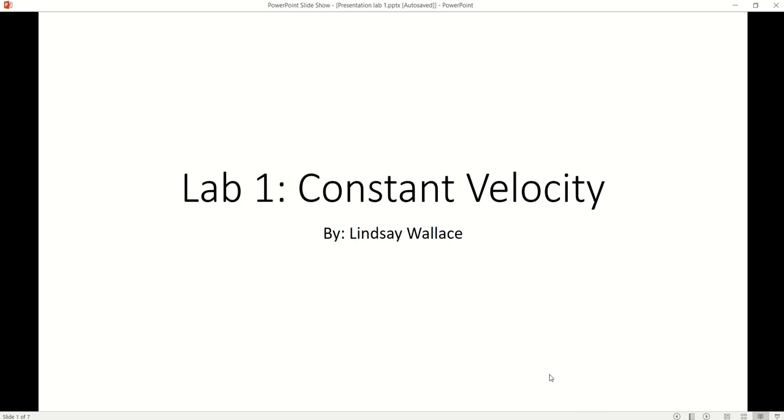In this lab, I'll be applying Newton's second law to an object moving in the same direction at the same speed, and then extracting motion data from a video of the object.